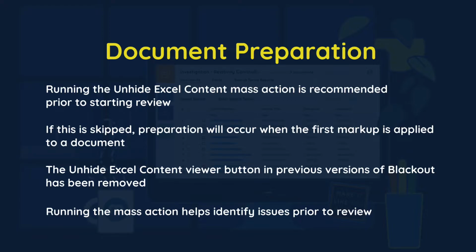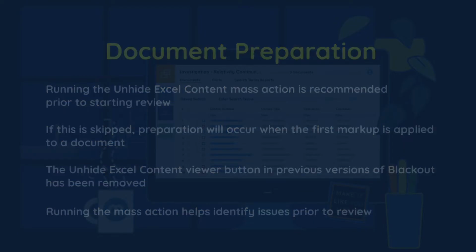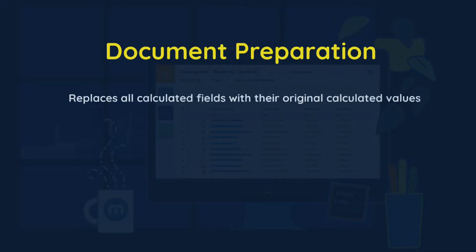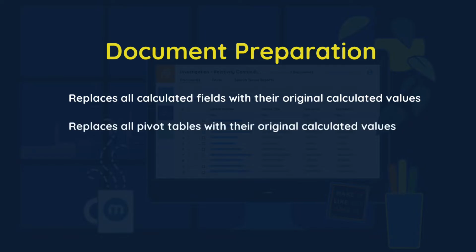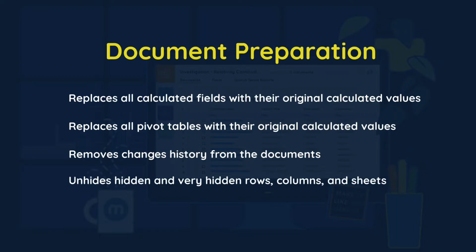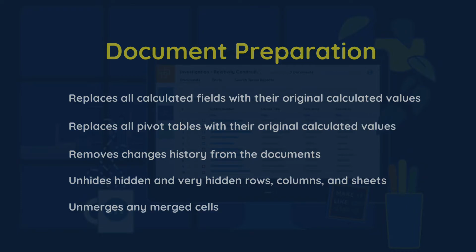The reason we perform document preparation is so that documents can be safely marked up to prevent historical information from being restored after markups are placed. There are a few different things that document preparation will do. It will replace all calculated fields with their original calculated values. It will replace all pivot tables with their original calculated values as well. It's going to remove the change history from the documents. It will unhide any hidden and very hidden rows, columns, and sheets, and it will unmerge any merged cells.